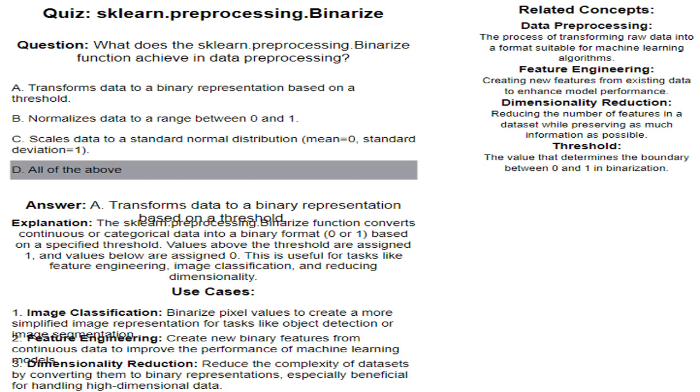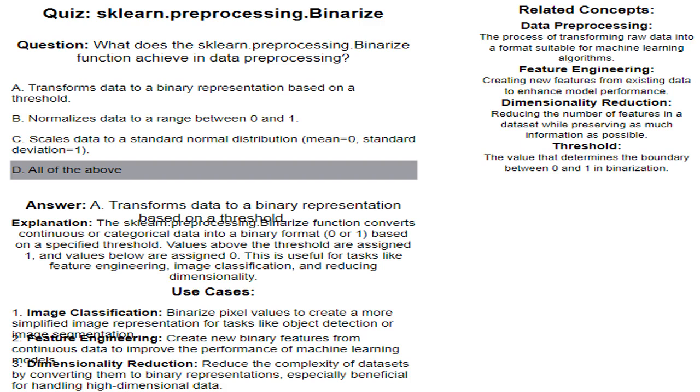For instance, consider a dataset with income values ranging from 10,000 to 1 million. Normalizing this data would scale the incomes to values between 0 and 1, reducing the impact of the large income values on the model and allowing it to focus on the relative differences between income levels. Incorrect. Standardization scales data to a standard normal distribution, mean 0, standard deviation 1, while binarize converts data into a binary format, 0 or 1, based on a threshold.